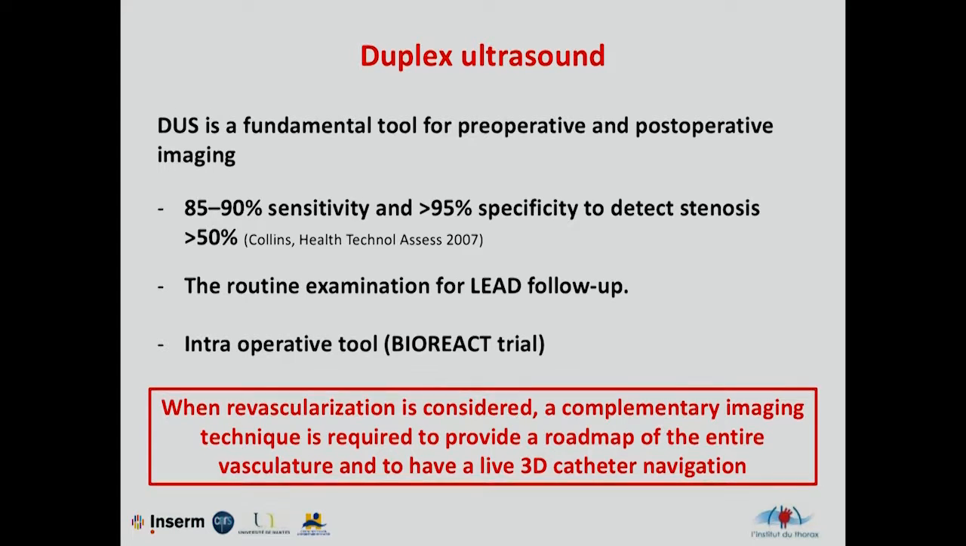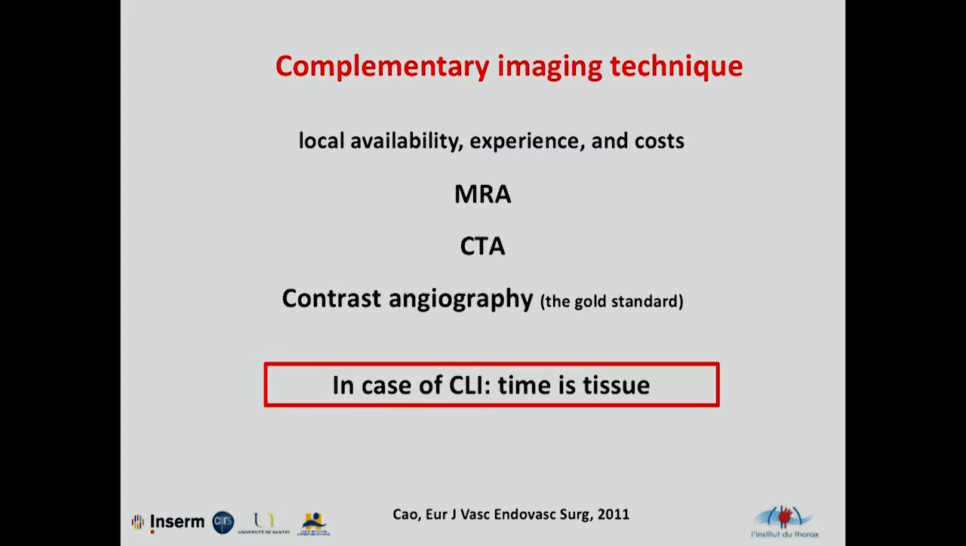But when the physician decides that revascularization should be performed, complementary imaging should be done, and it is required to provide a roadmap of the entire vasculature and to have live 3D catheter navigation. So we have different possibilities to perform this complementary imaging, such as CT scan, MRA of course, and angiography. And in routine practice it depends on the availability, experience, and cost also.